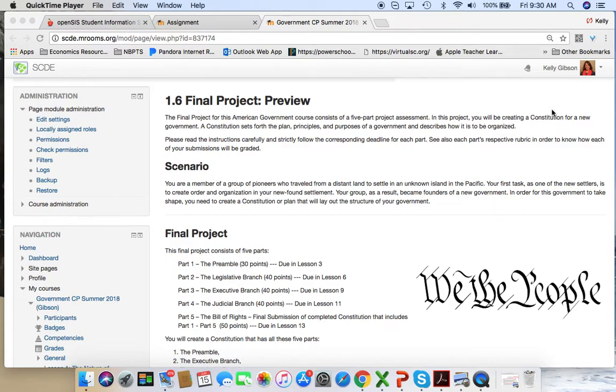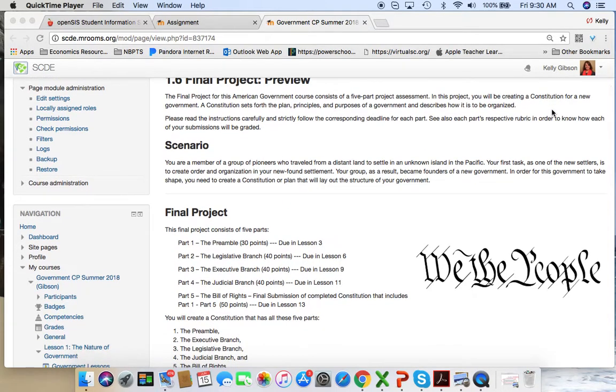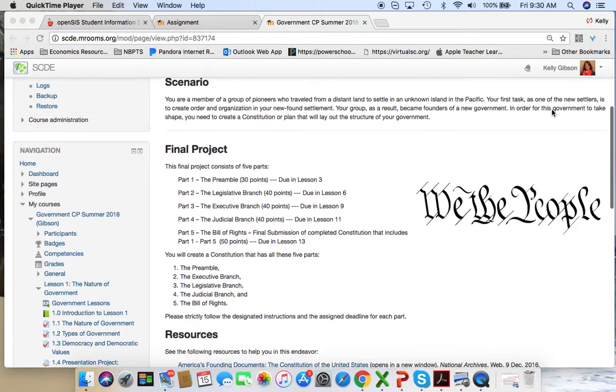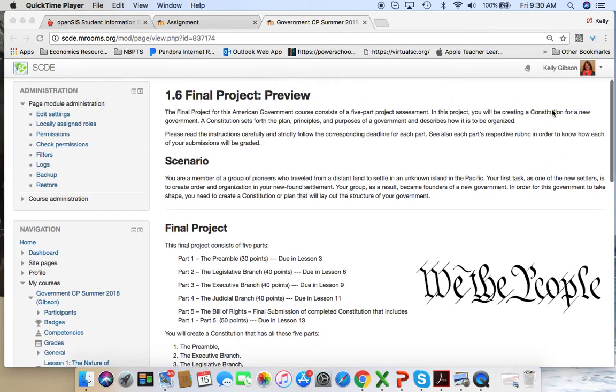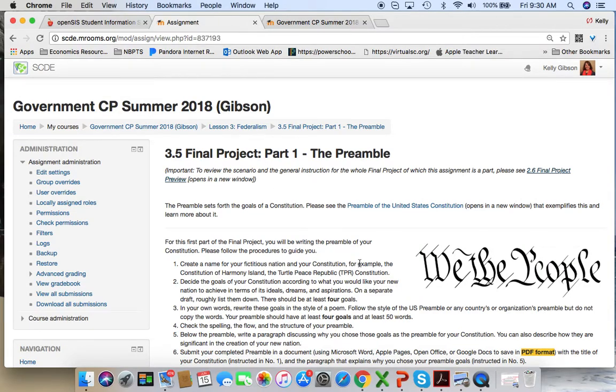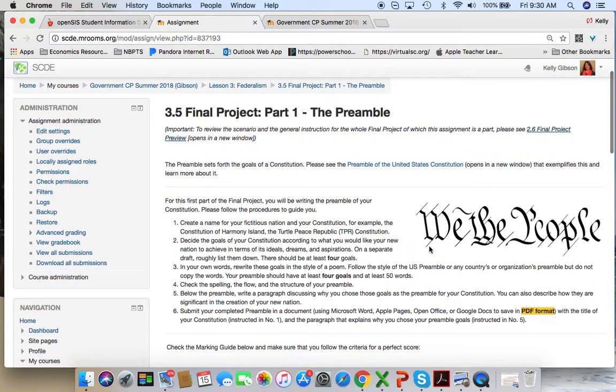So this is the basic overview of the project, and you will find this in all the different sections. There's always reminders about what the project is. Now, let's go over to the preamble section so you can see the requirements there. This is the part that is going to be due on Sunday night.